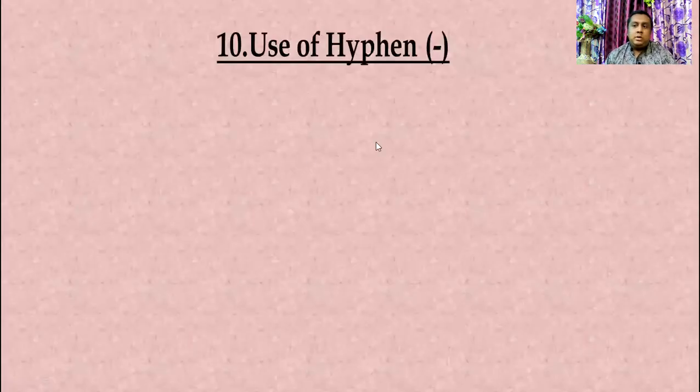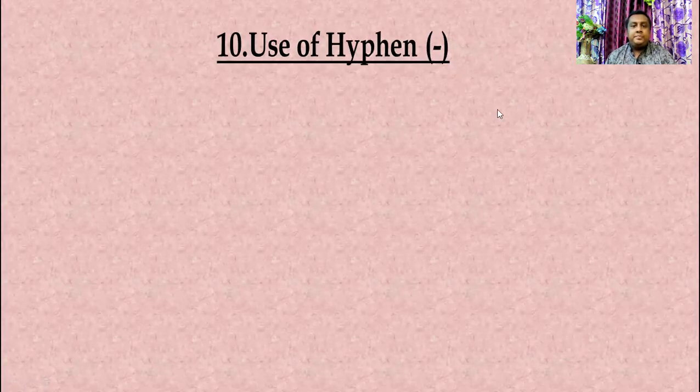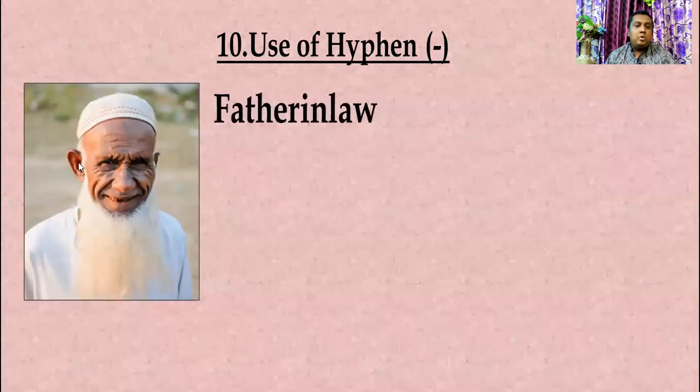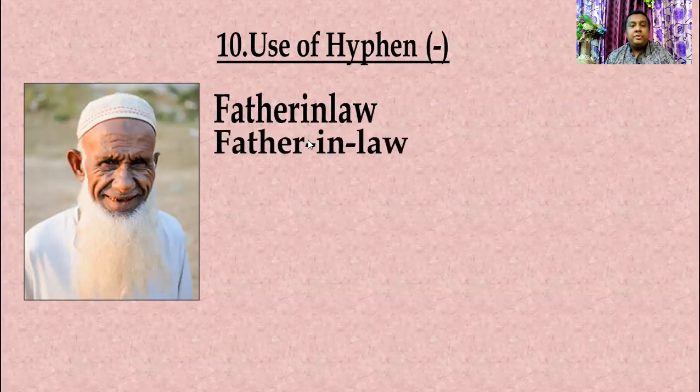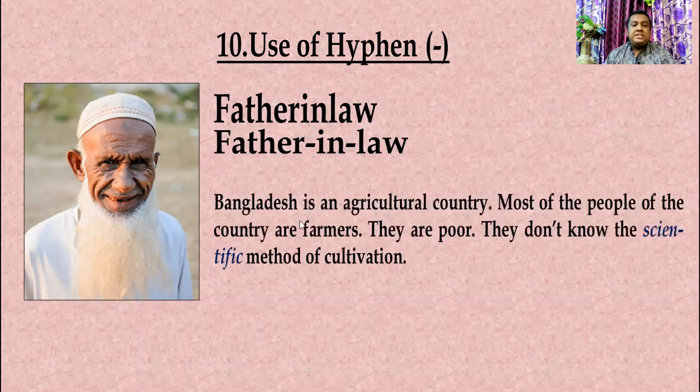Now come to number 10, use of hyphen. This is an old man, father-in-law. There is no space: father hyphen in hyphen law. It is a complete word. Bangladesh is an agricultural country. Most of the people of the country are fishermen. They're poor. They don't know the scientific method of cultivation. Scientific isn't complete, so to join the tific, we have to use hyphen.